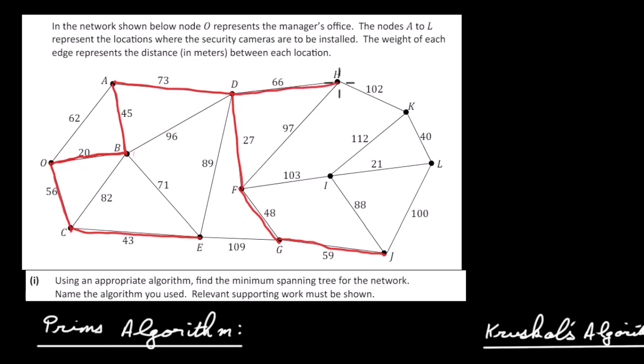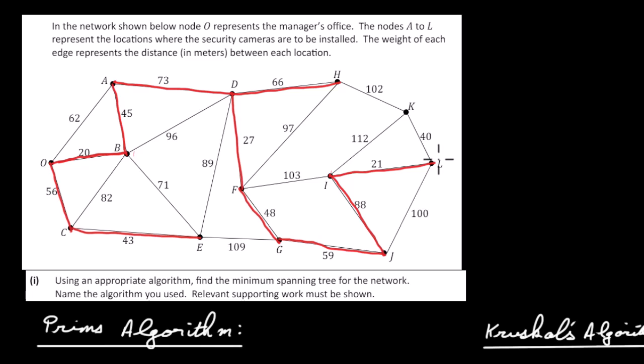without causing a cycle. And then after that we've got 100, we've got 88, and we've got 102, 97 coming down along here will cause a cycle, so we can't use that. We've got 103, so 88 seems to be the smallest one, so we're going to come up along here. And then let's see, we have 21, that's going to be the smallest one out along here. And after that we've got 40 up to K.